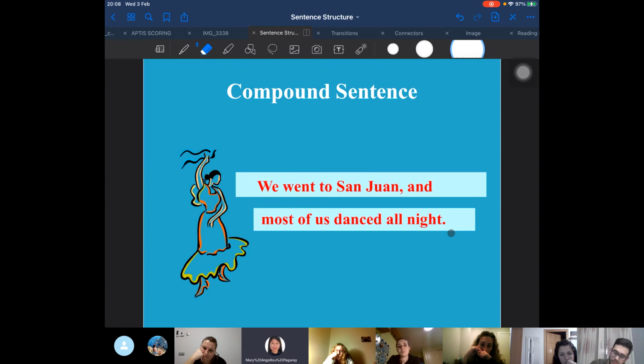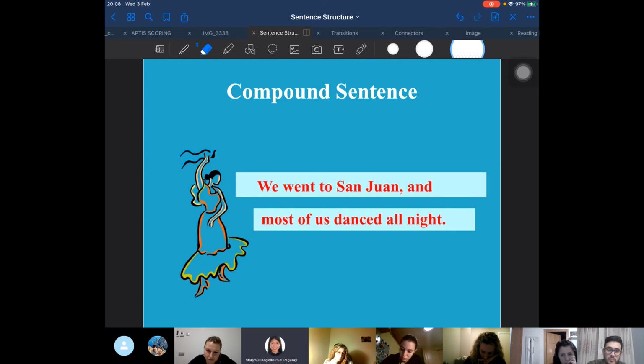So for example, in a simple sentence, that's only a sentence because it's complete. It's only that, and there is no addition. But in compound, we have two. We went to San Juan and most of us danced all night. So we went to San Juan is one clause. Most of us danced all night is one clause.